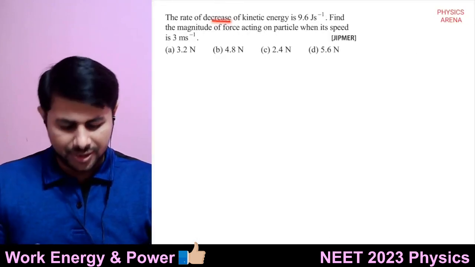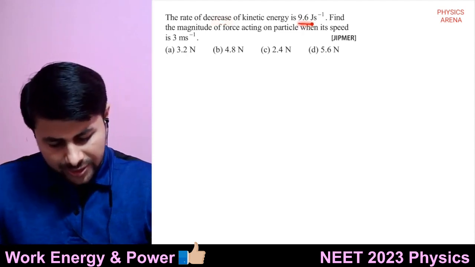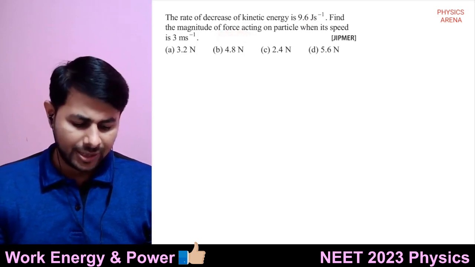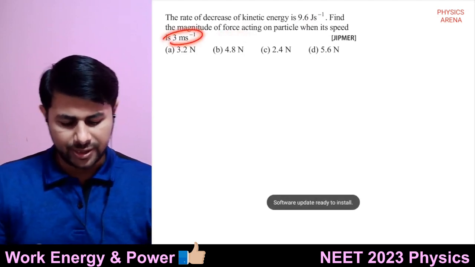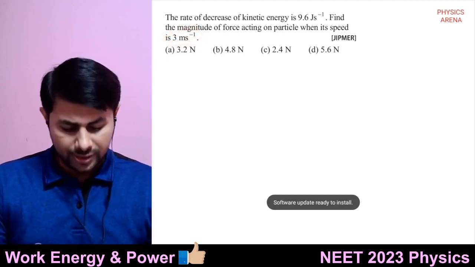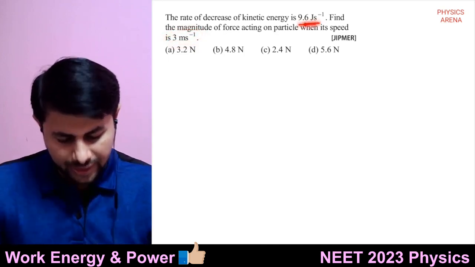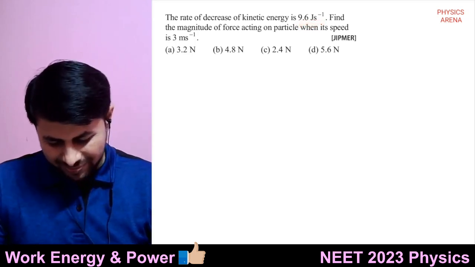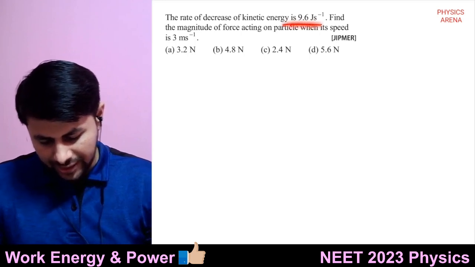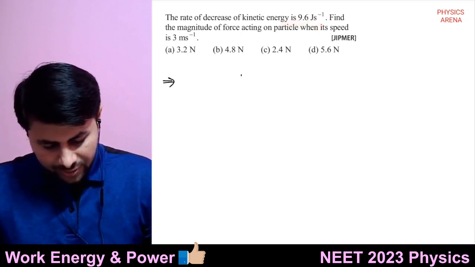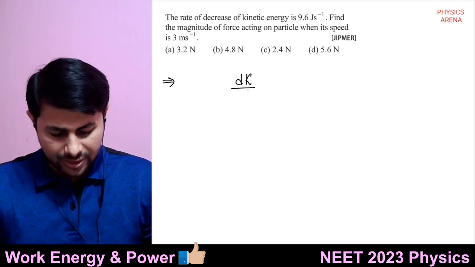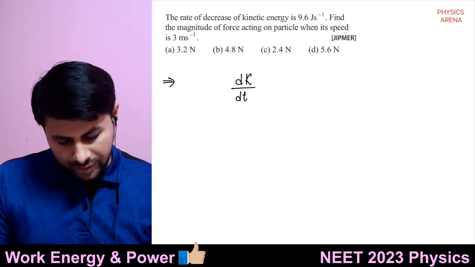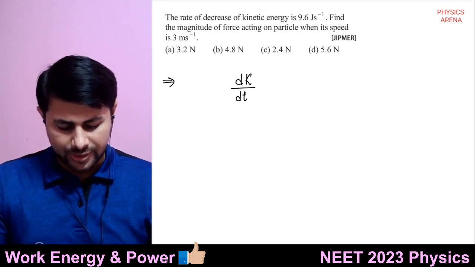All right. Let's move on to the next problem. The rate of decrease of kinetic energy is 9.6 joules per second. Find the magnitude of force acting on the particle when its speed is 3 meters per second. So what is given? The rate of decrease in kinetic energy, the derivative of kinetic energy with respect to time, is given. And find the magnitude of force, this is the question.